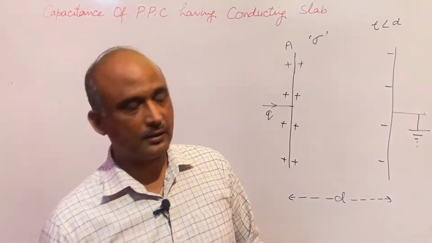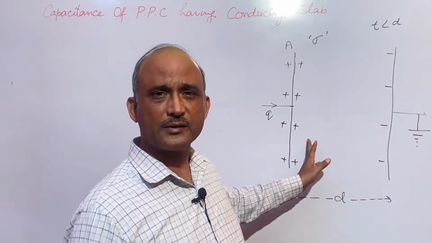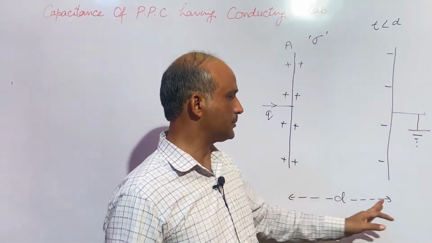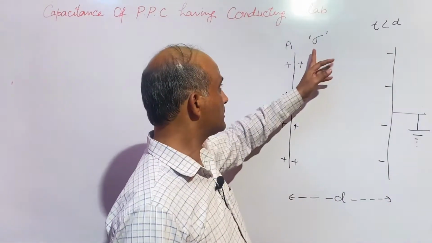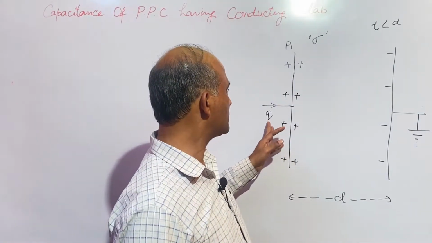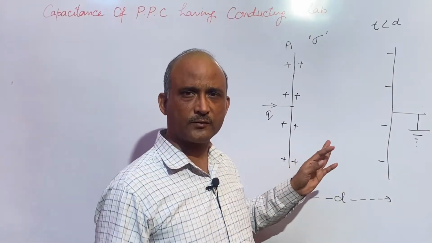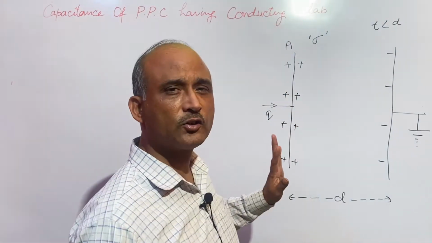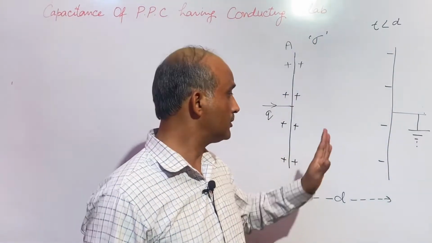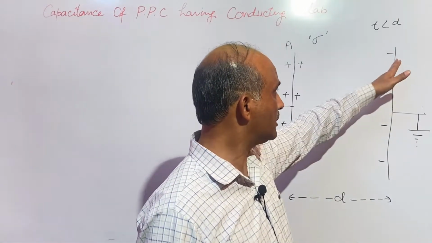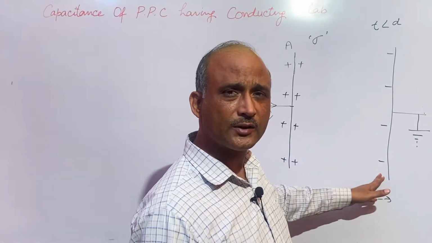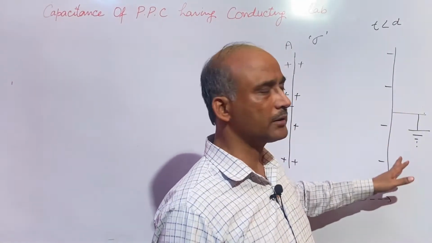Suppose a parallel plate capacitor having the plate area capital A and the distance between the plates small d. Surface charge density of the capacitor is sigma. When the plus q charge is given to the first plate of the capacitor, it will distribute on both faces of the plate. Due to this induction, this plate will acquire minus q charge at this face and plus q charge at the right face.